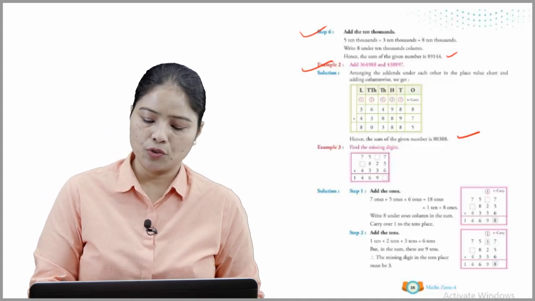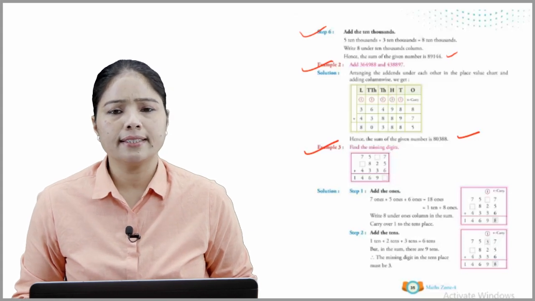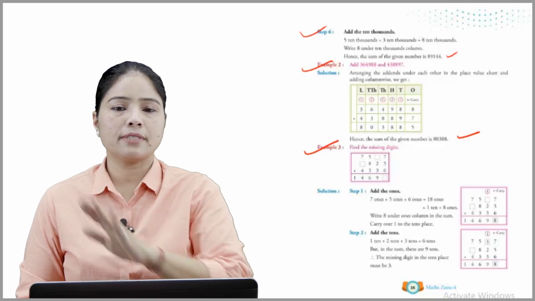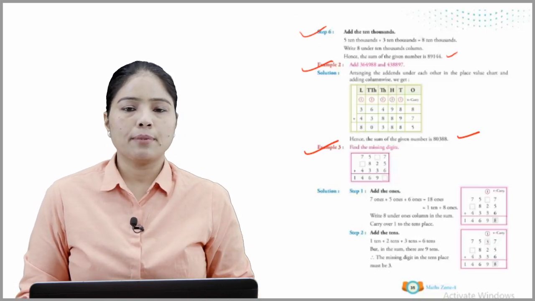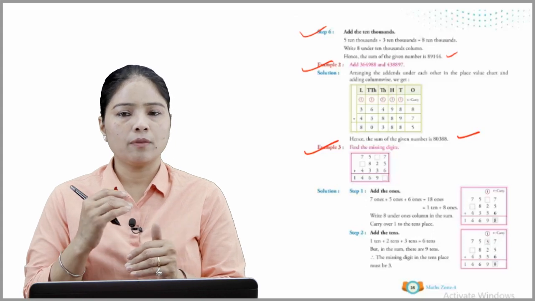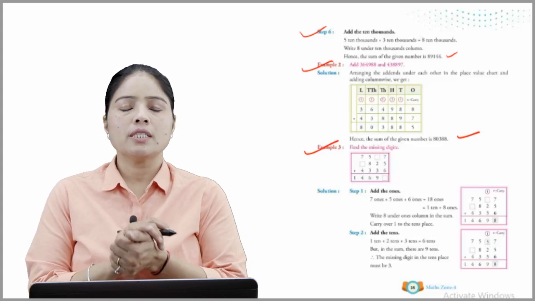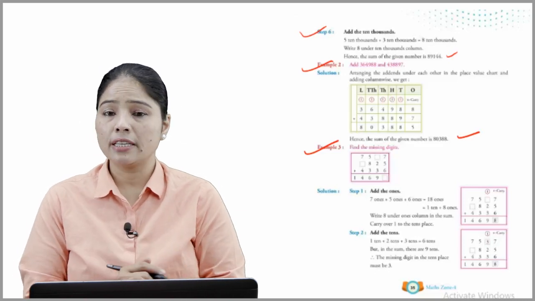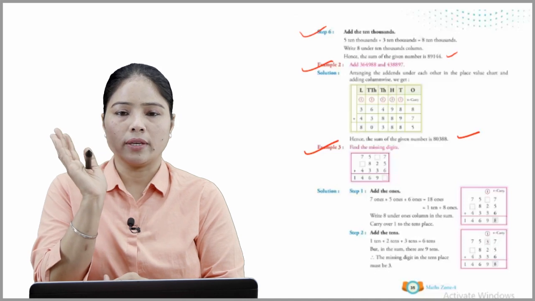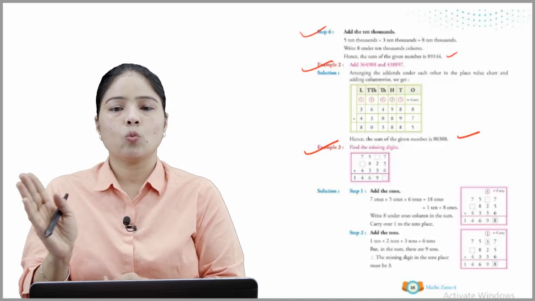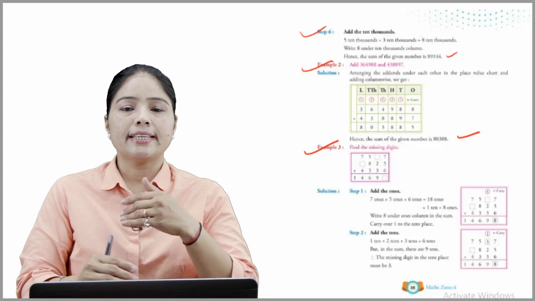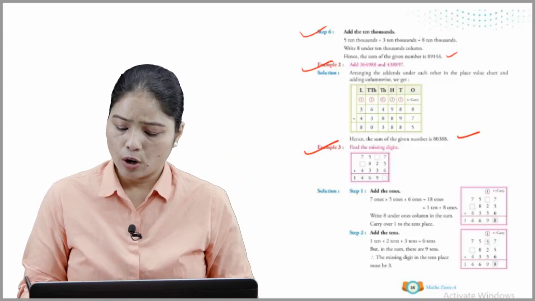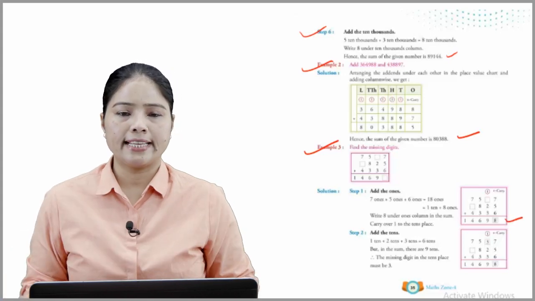Now example number 3. Find the missing digits. So हमने क्या करना है? कुछ नंबर्स दे रखे हैं और कुछ ब्लैंक्स मिसिंग हैं इसमें. Solution. Step number 1, add the ones. हमने ones को ऐड करा. 7 ones plus 5 ones plus 6 ones is equal to 18 ones. So 18 ones is 10 plus 8 ones. Write 8 under ones column in the sum, carry over 1 to the 10 place. हमने 8 लिख दिया यहाँ पर, ठीक है, और क्या करा? जो 1 है वो ऊपर कैरी चला गया.